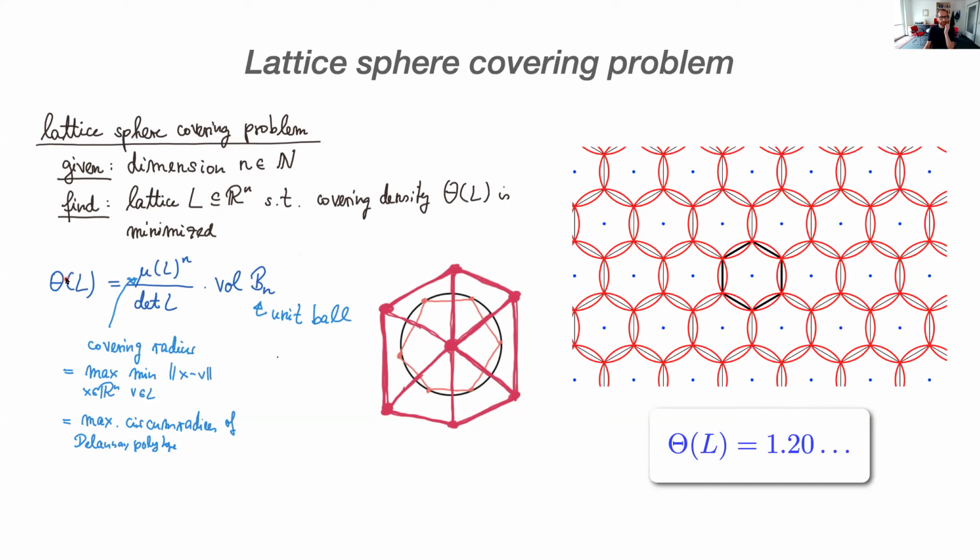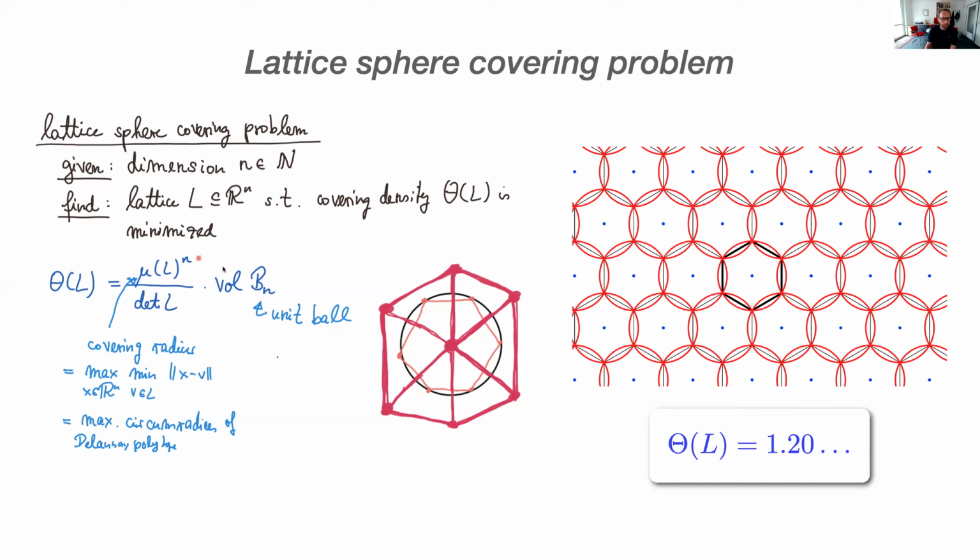Okay, so we were discussing the covering density. We take the covering radius to the power n, and then we divide it by the determinant of the lattice. The determinant of the lattice is simply the absolute value of the determinant of the basis matrix. That's the parameter which we want to minimize, because we want to find a lattice sphere covering having density as small as possible.